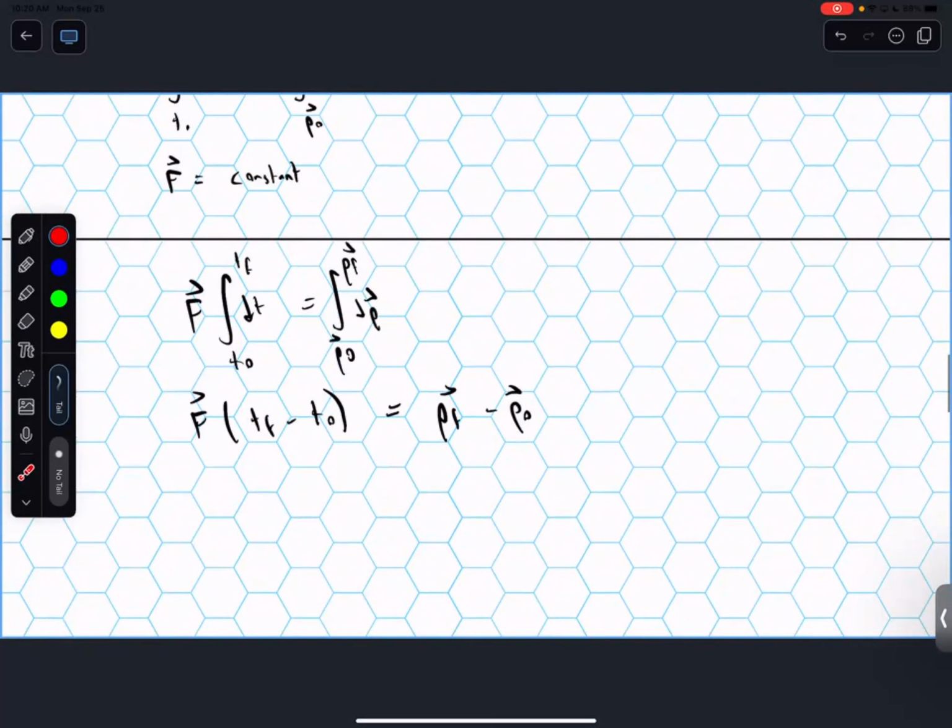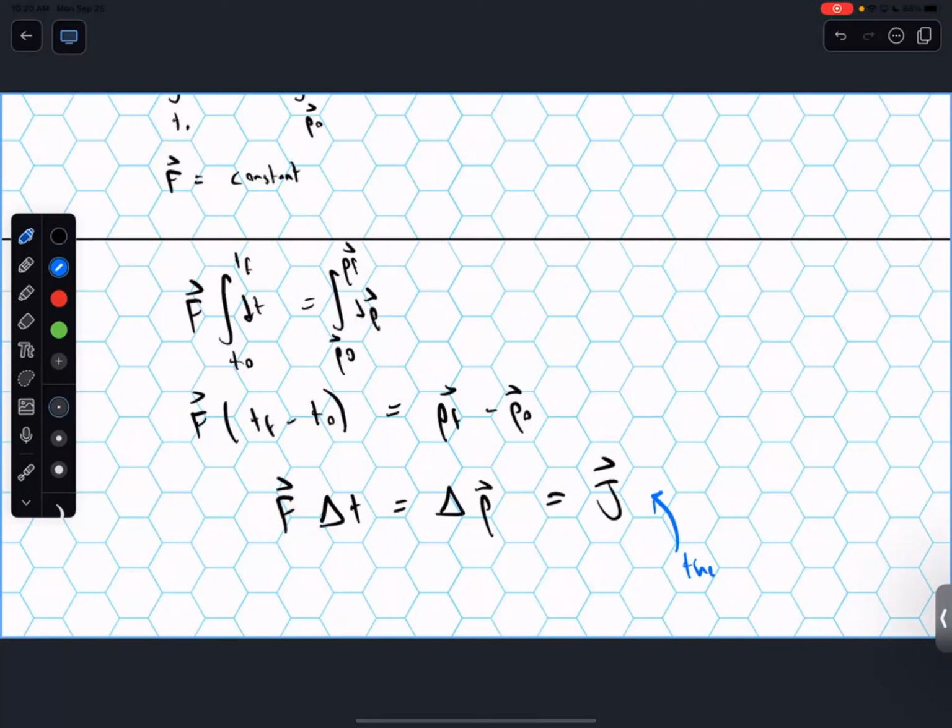Okay, then I can clean that up a little bit and write that the force times the change in time equals the change in momentum. We're going to define that change in momentum, or equivalently this constant force over time, as J, where this is the impulse. The impulse has units of force times time, but it really just corresponds to a change in momentum. So they're all equivalent with each other.